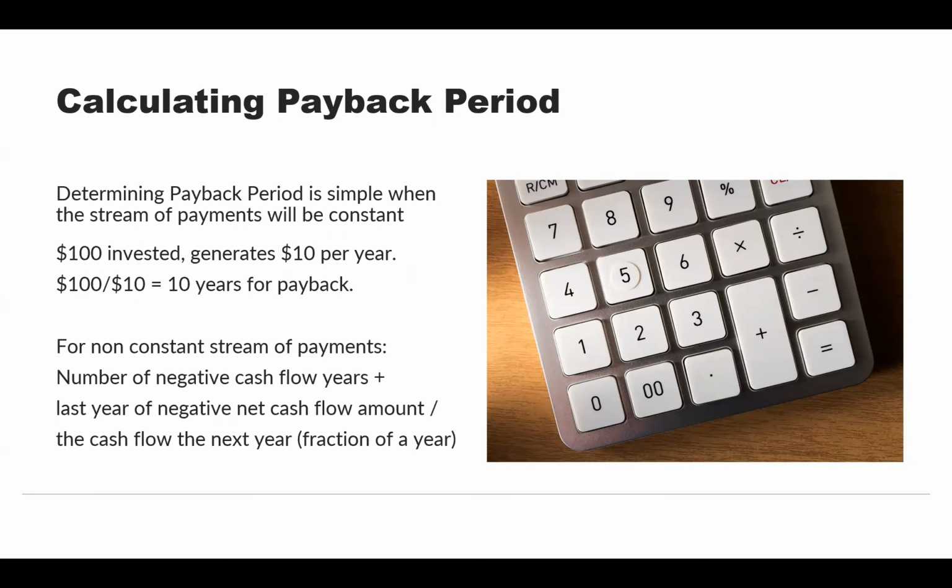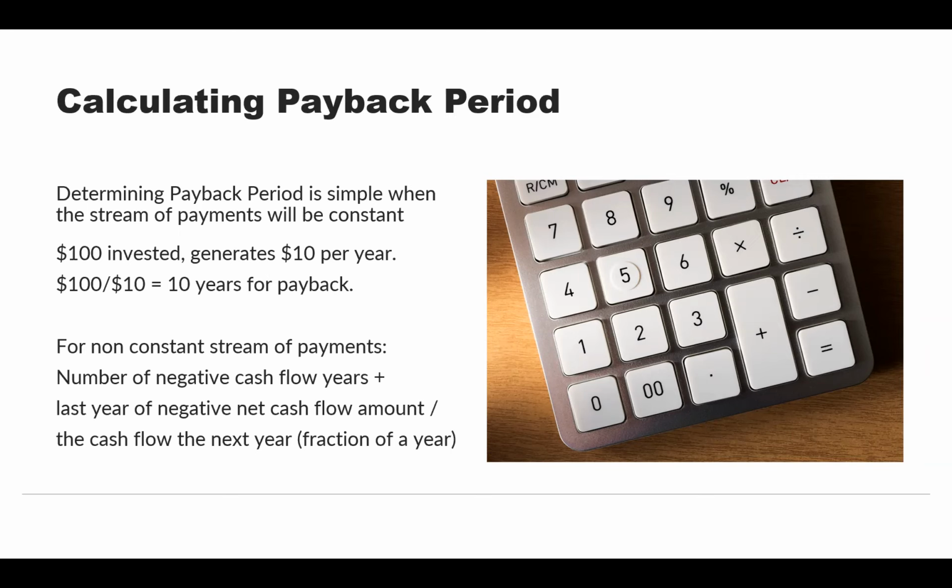Payback is simple when the stream of payments is going to be constant. You just divide the amount invested by the payment you get each year. So if you invest $100, like in the example we were using, and you generate $10 a year, all you would have to do is divide that $100 by $10, and it's 10 years for payback. But for a non-constant stream of payments, it's a little bit more complicated.